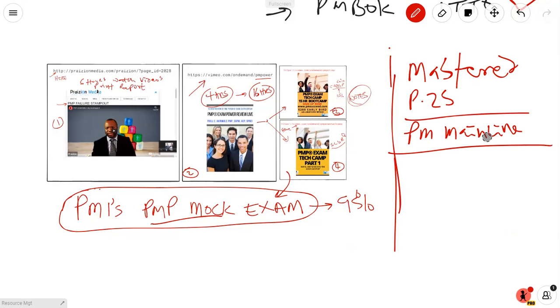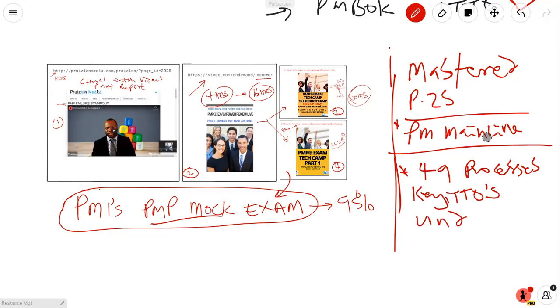You also need to read. Don't ask me how, but you also need to read to understanding those 49 processes in the PMBOK guide and the key ITTOs. You got to read them to understanding, okay?